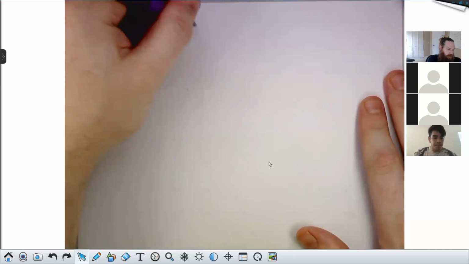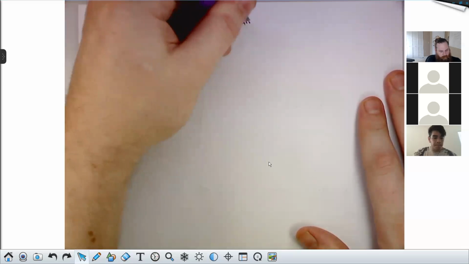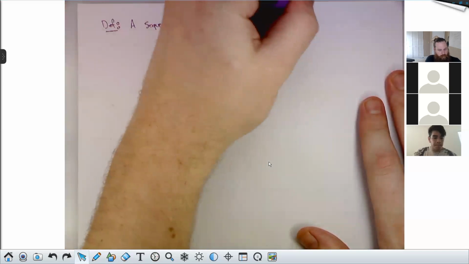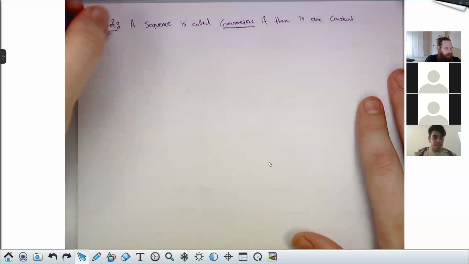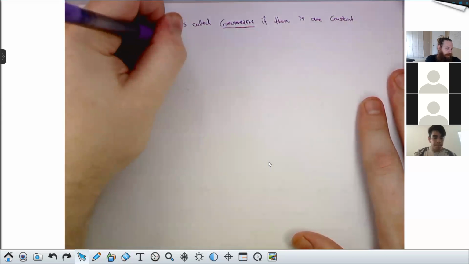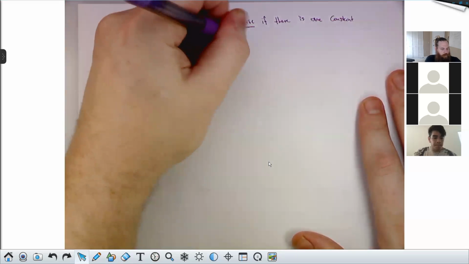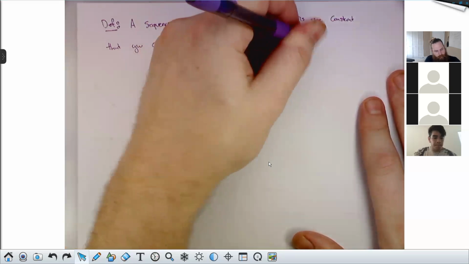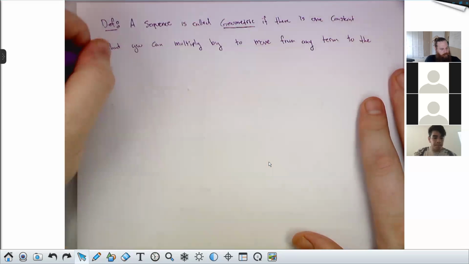So a sequence is called geometric if there is one constant that you can multiply by to move from any term to the next term.